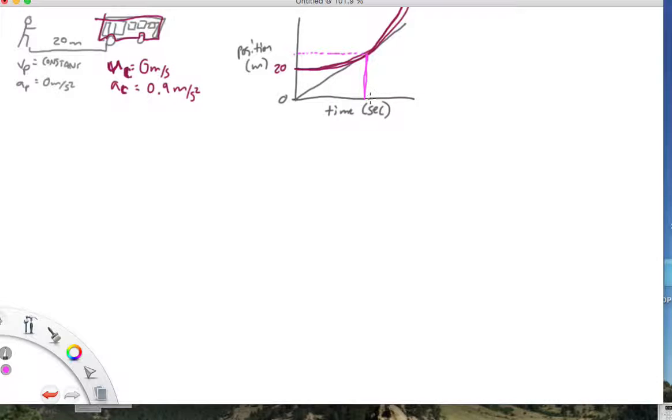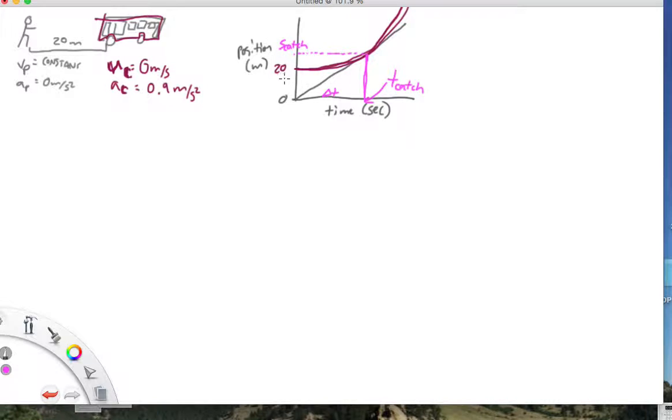One, this is the time, this change in time right here, this delta t, is something I'm going to call this t catch. That's the time at which the person catches the streetcar. And there's a position right here, which I'm going to call S catch.